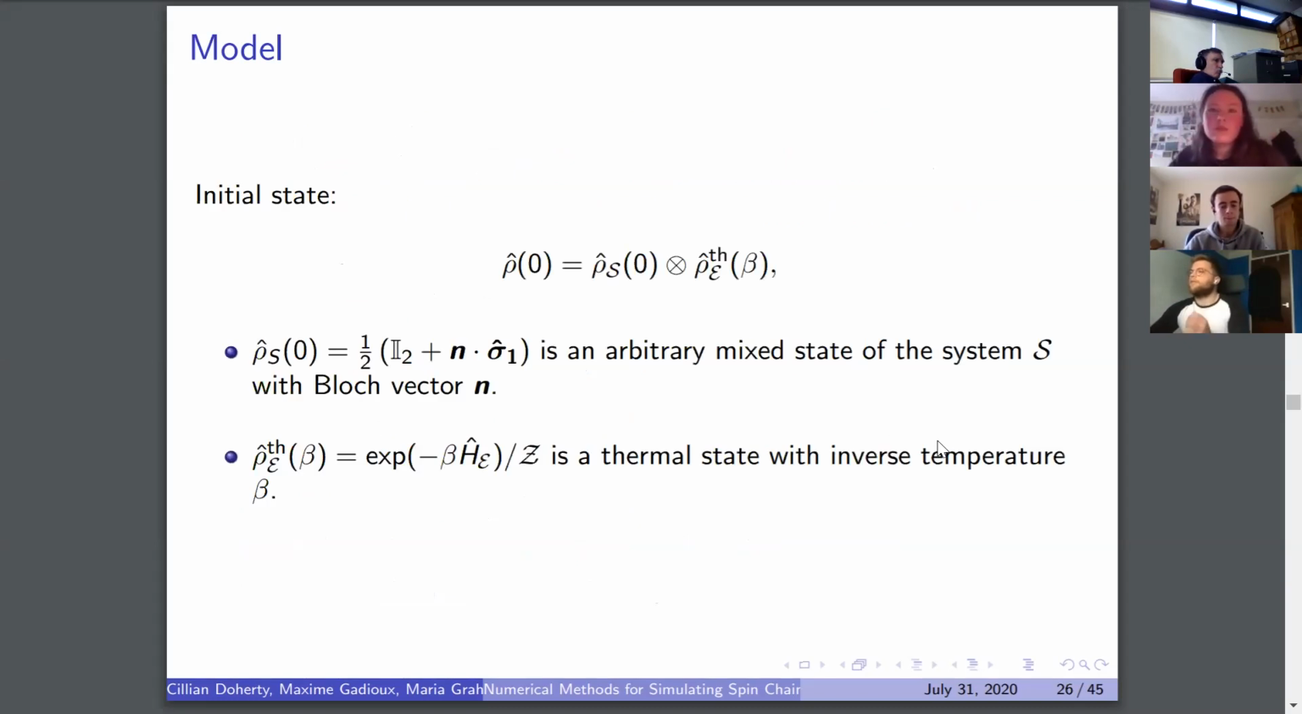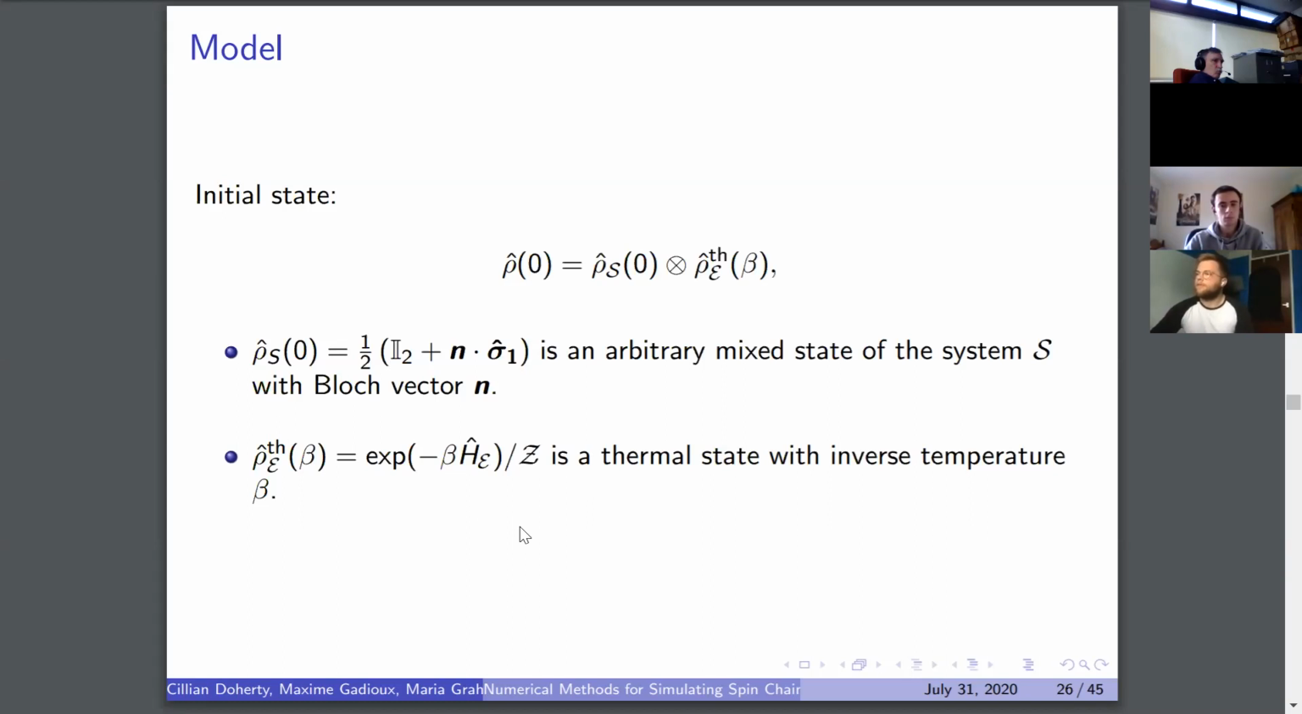So the next thing is our initial state, which is going to be a tensor product of a state of the system, which is the first spin, and then a state of the environment. So we take the initial state of the system to just be an arbitrary mixed state written in this form, where n is its Bloch vector, as Curtis mentioned before. And again, we have just these Pauli operators here. And then the environment is just taken to be in a thermal state with inverse temperature beta. And then the Z here is just a partition function given by the trace of this exponential here.